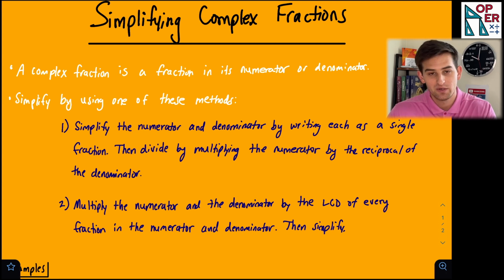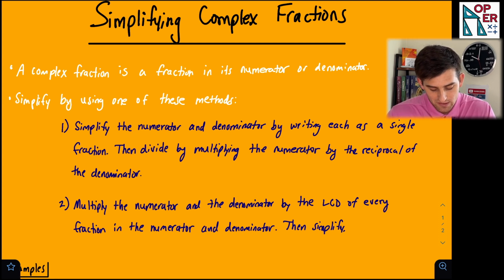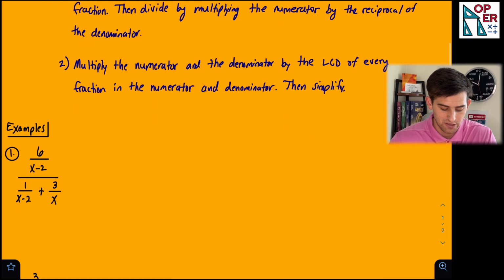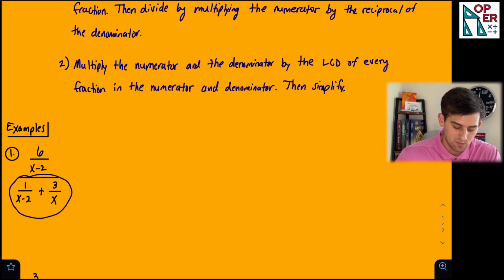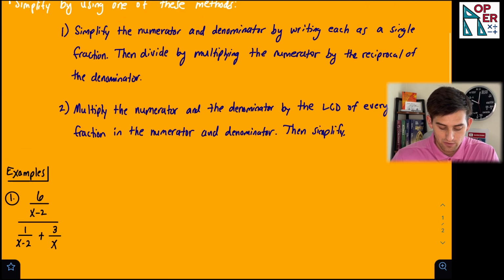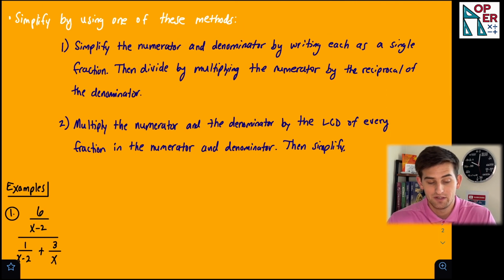fraction. Simplifying one of these, there's actually two different methods, and we'll use both of these methods here, and then from here on out you can choose whatever method you like best. But method number one, we're going to simplify the numerator and denominator by writing each as a single fraction. If we have a sum in our numerator or denominator, for example, we would simplify this part first. Once we do that, we're going to divide by multiplying the numerator by the reciprocal of the denominator. So that's how we'll do number one. And then method number two, we're going to multiply the numerator and the denominator by the least common denominator, or LCD, of every fraction that's in the numerator and denominator, and then we'll simplify from there.